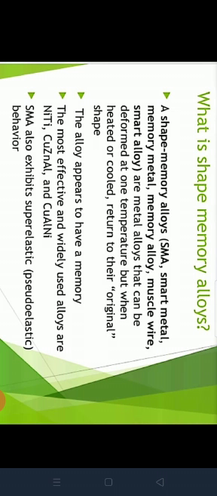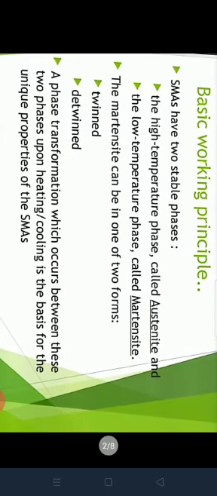So we are going to talk now about what a shape memory alloy is. There are two stable phases in this alloy. One is called the austenite phase, which is a high temperature phase, and another one is the martensite phase, which is a low temperature phase. The high temperature austenite phase is a hot phase, but the martensite phase is a low temperature phase, soft in nature. So the martensite can be deformed because of its soft nature. It can deform into twinned martensite shape or deformed martensite shape. Phase transformation can occur between these two phases depending on heating or cooling.